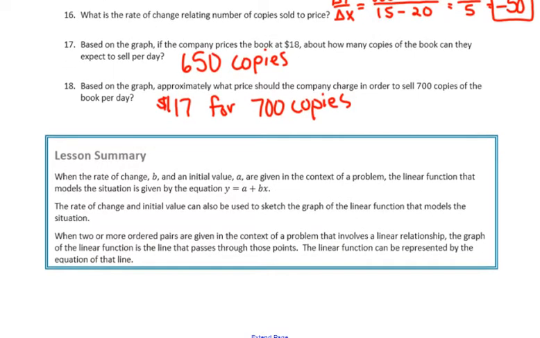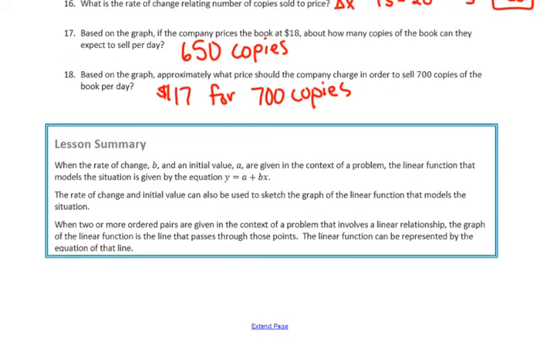So a few things just to keep in mind. We already talked about rate of change is the slope, and the initial value is the y-intercept. We can sketch the graph. We talked about that. All we need is two ordered pairs to write the linear relationship. So we can make a graph with two pairs. We can come up with the equation with two pairs. These are all things that we're going to use starting tomorrow as we go through this chapter.